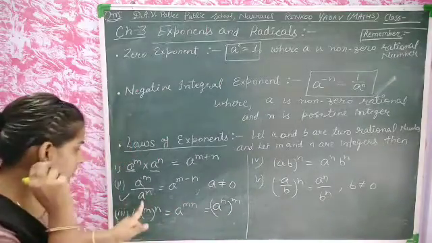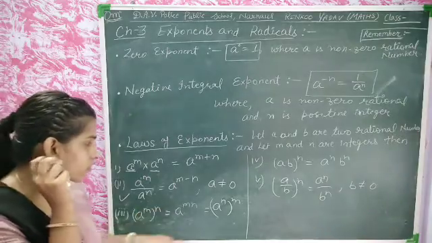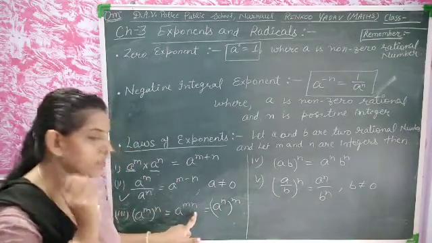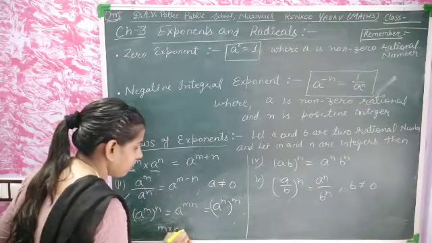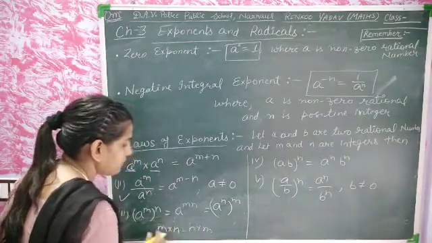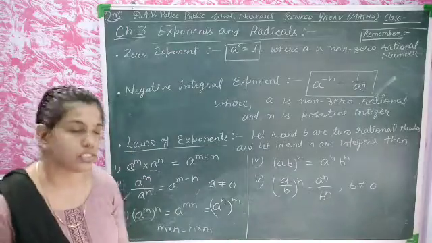And same, if n is inside and m is outside, then this is also equal to a to the power m into n, because this is the commutative property: m into n or n into m, both are equal here. Okay, students.